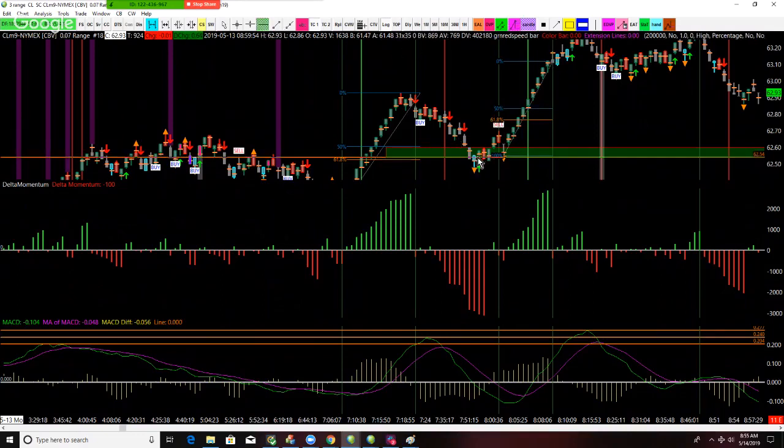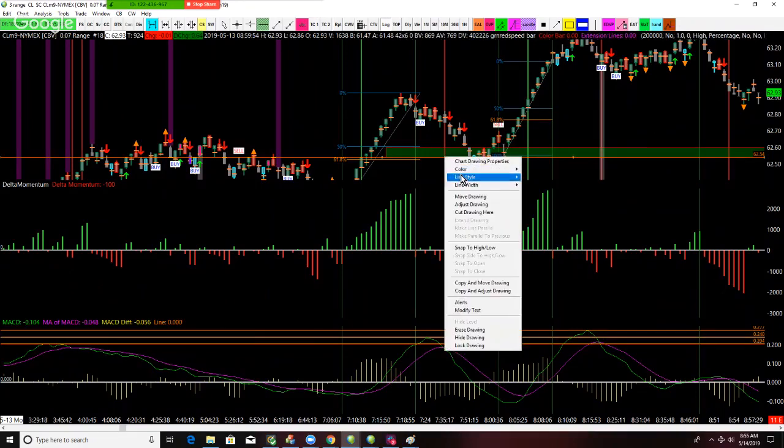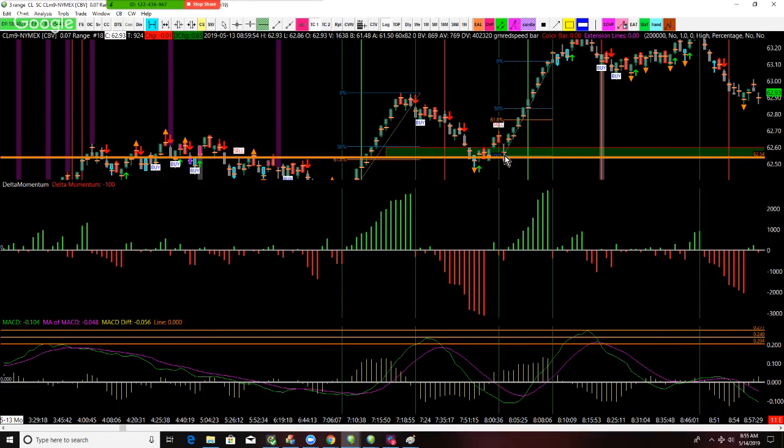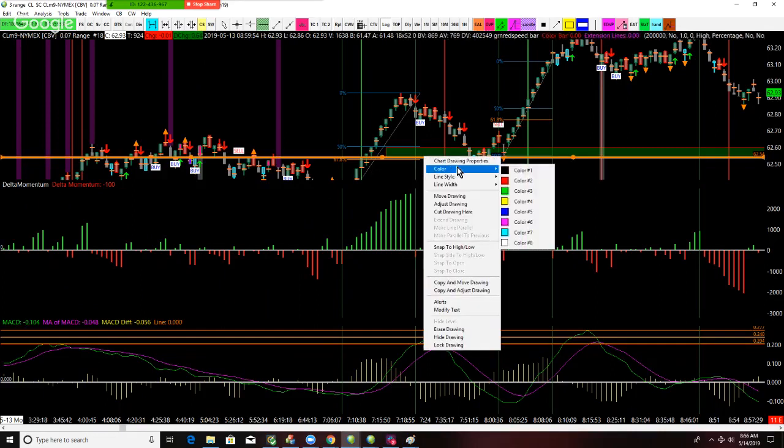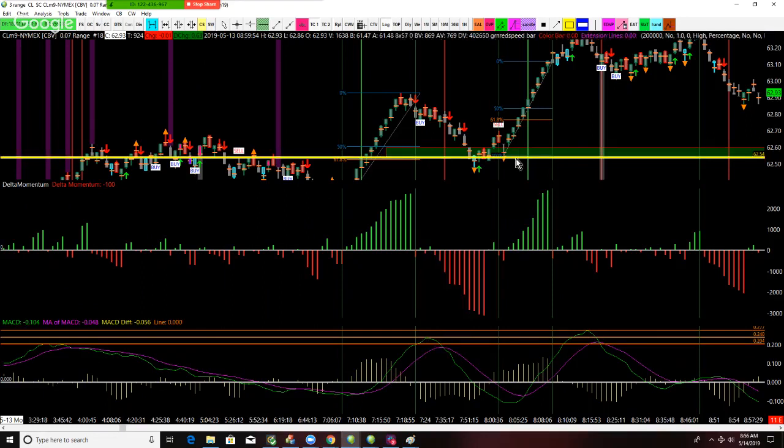Now notice the bottom of this wave and the mid of the prior wave line up. See that? So now I know if I probably get underneath here, I probably have a go to the downside, right?